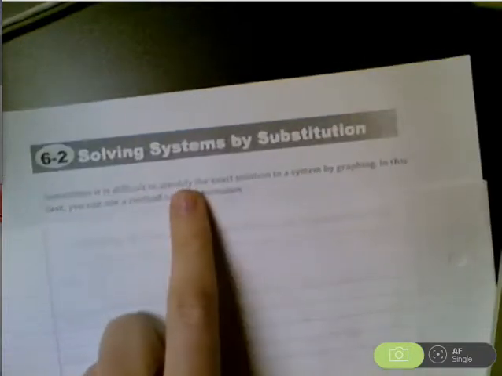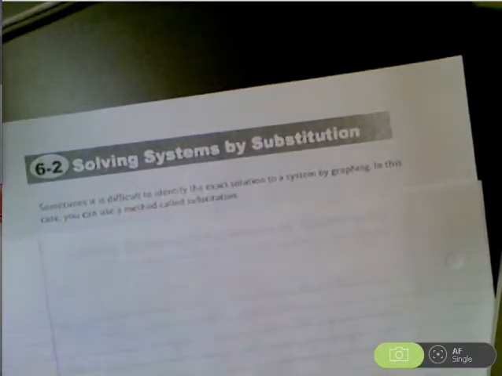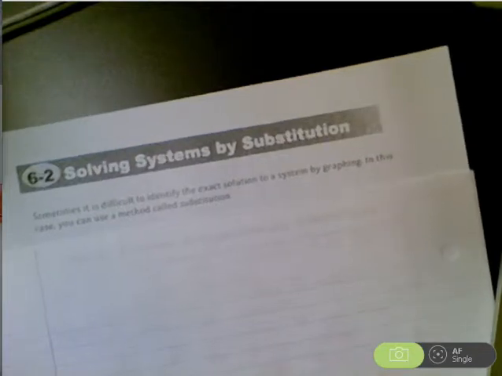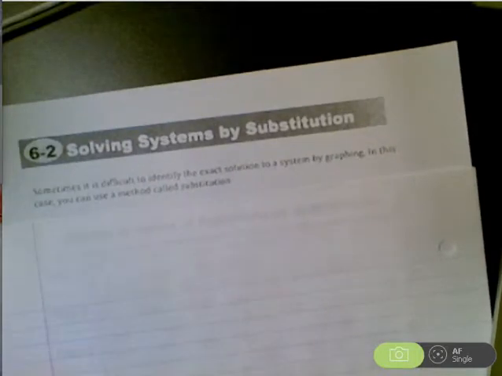Okay, so let's look at the notes. It says solving systems by substitution. It says sometimes it is difficult to identify the exact solution to a system by graphing. In this case, you can use a method called substitution. So it's important for you to understand these are still the exact same types of problems. The problem will look exactly the same. What's different is the method we're going to use to solve it.